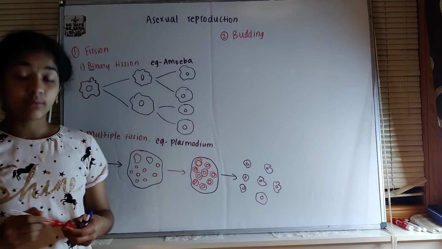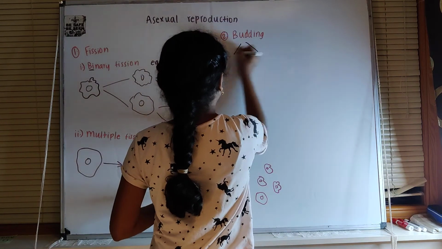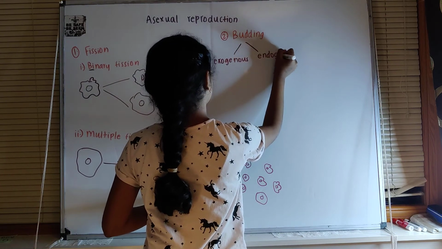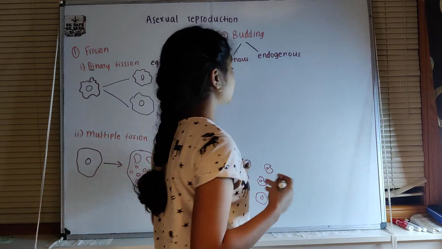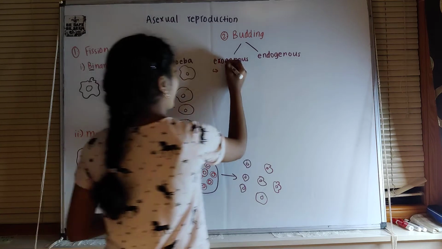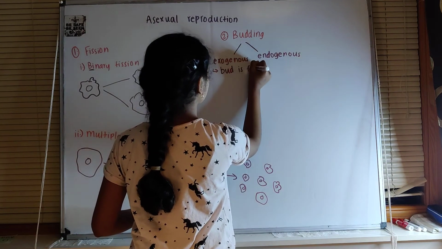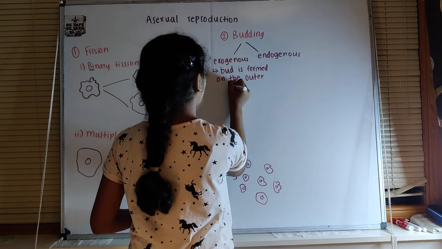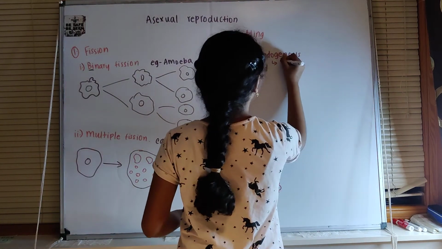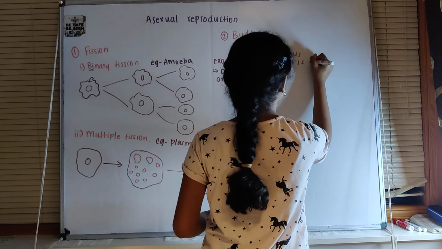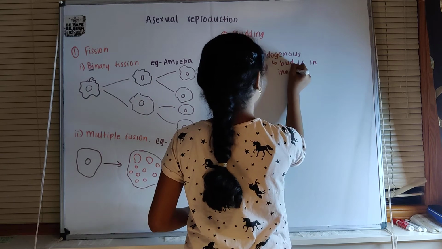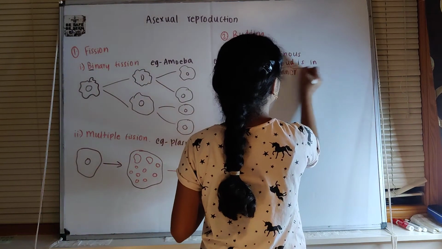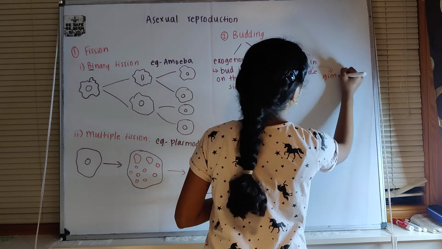This is called budding, and we have two types of budding. We have exogenous budding and endogenous budding. As the name suggests, exogenous budding is the budding where the bud is formed on the outer side. Whereas in endogenous budding, the bud is formed on the inner side. And the buds that are formed on the inner side have a special name, they're called gemmules.